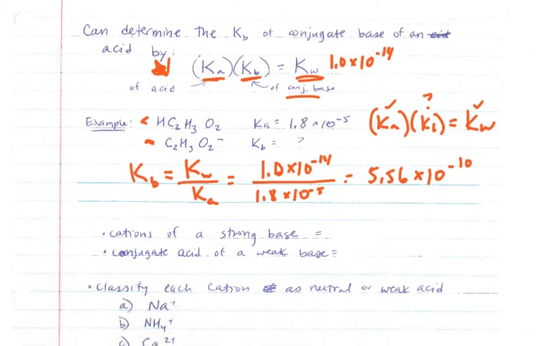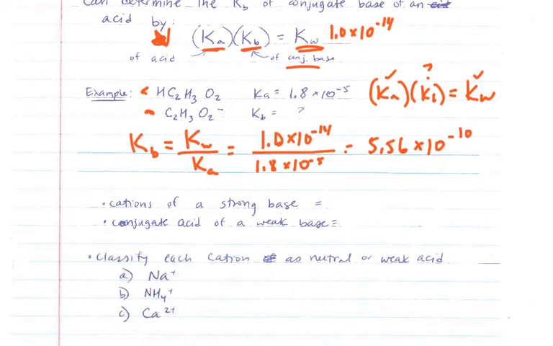So the same is true, like we said that for a weak acid, the conjugate base of that weak acid will be a weak base. But we can do the same with the reverse. The cation, the positive ion of a strong base, is going to be neutral, just like the anions of a strong acid were neutral. And the conjugate acid of a weak base will act as a weak acid.